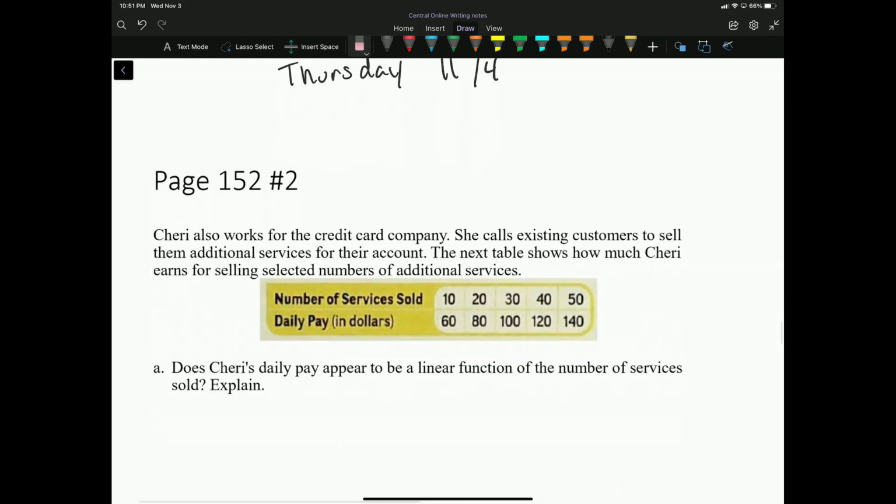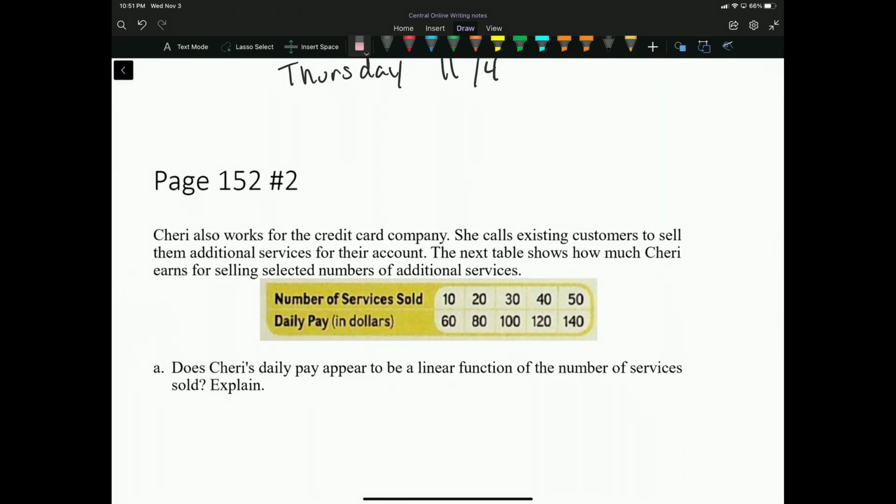All right. So start by looking at Sherry. She's working at the same credit card company. She calls existing customers to sell them additional services for their account. Barry from our example from yesterday is trying to create new accounts. Sherry is just adding more products on top of the account that's already there. For example, if you have a checking account, do you want to open a savings account? If you have a home mortgage, do you want to get a car loan from them?